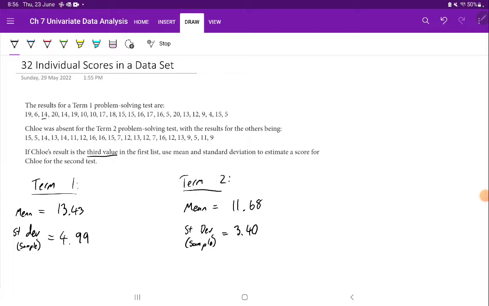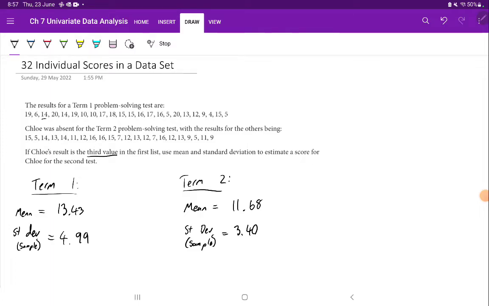So what do we want to do? We want to estimate what her score would have been in term 2 if she'd sat the test. So the first thing is, well, she scored a 14. That's higher than the average in term 1. If you look, the average was 13.43. So she should score above the average in the second test. That just makes sense. If you score above the mean in the first test, you should score above the mean in the second test.